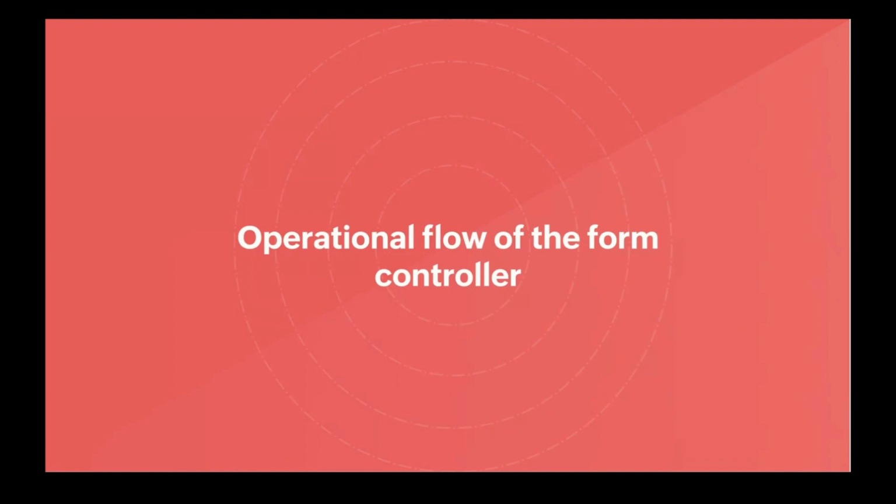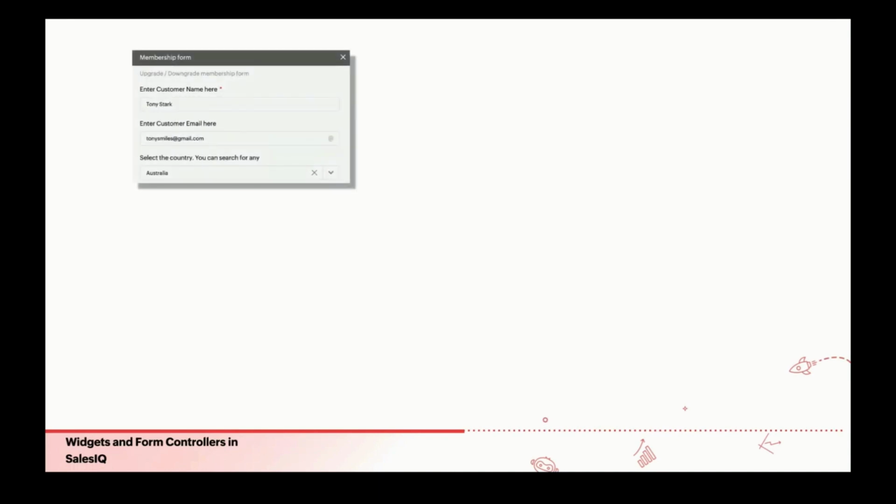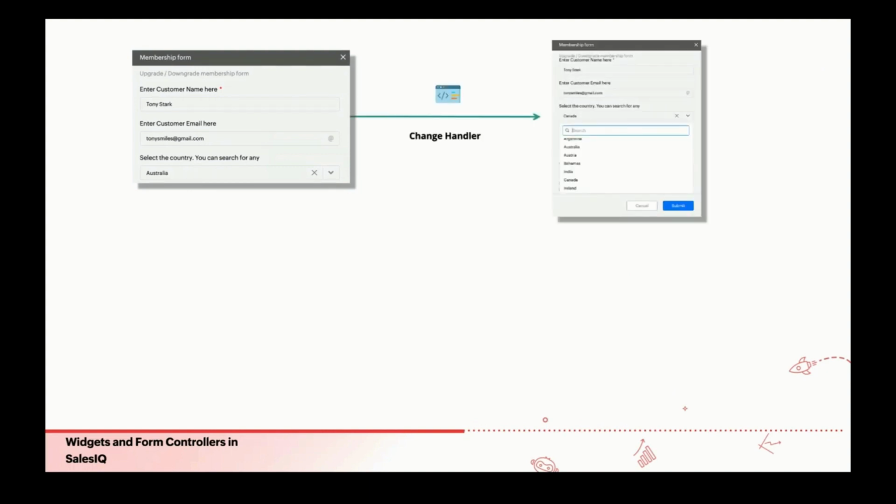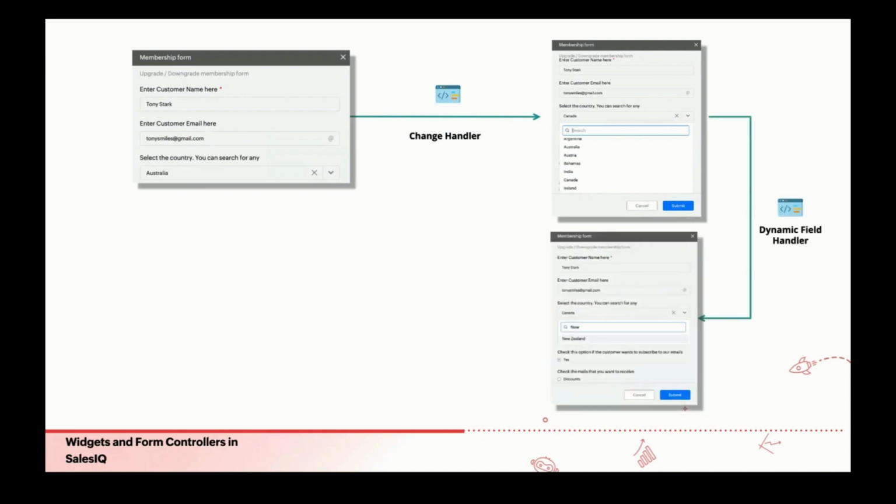So now that we know about the inputs and the responses of form controllers, let me tell you about the operational flow. So when a button in the widget is clicked, a form appears in the operator's chat window. So this is the first step. The change handler is then executed. So the change handler can be used to either add, remove, or update fields in the form depending on the input that is made for a certain field.